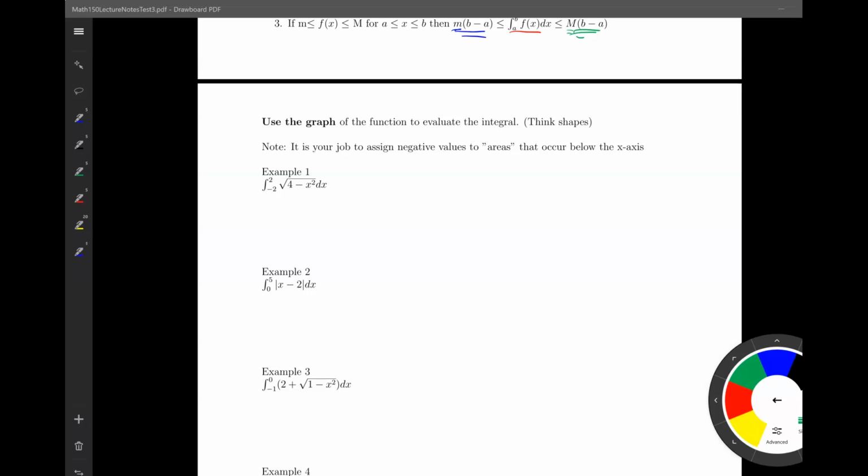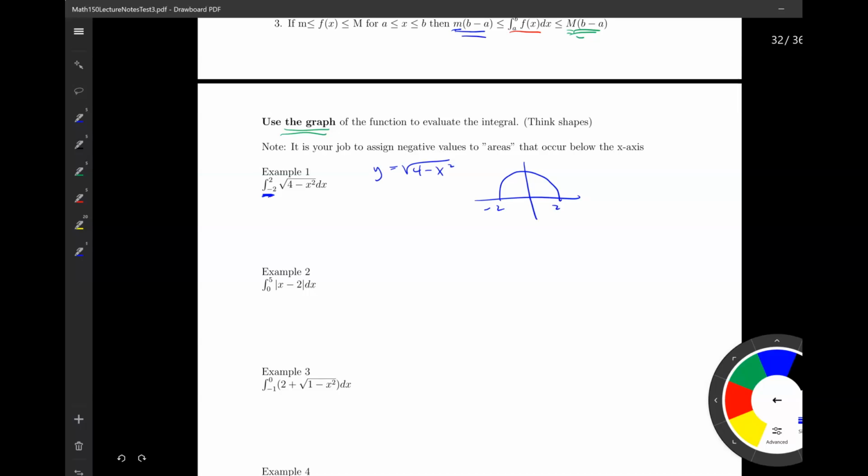Okay, so I want you to use the graph to evaluate what this area is. So understanding that this definite integral means area under the curve, let's graph y equals the square root of 4 minus x squared. You know that that is a half circle of radius 2. So there it is.